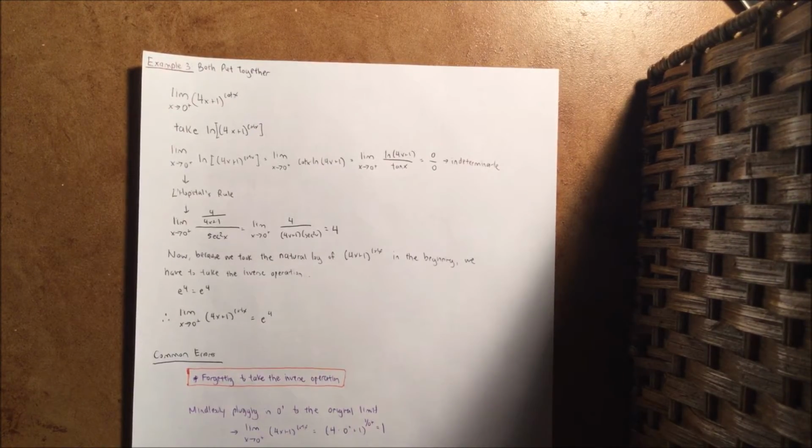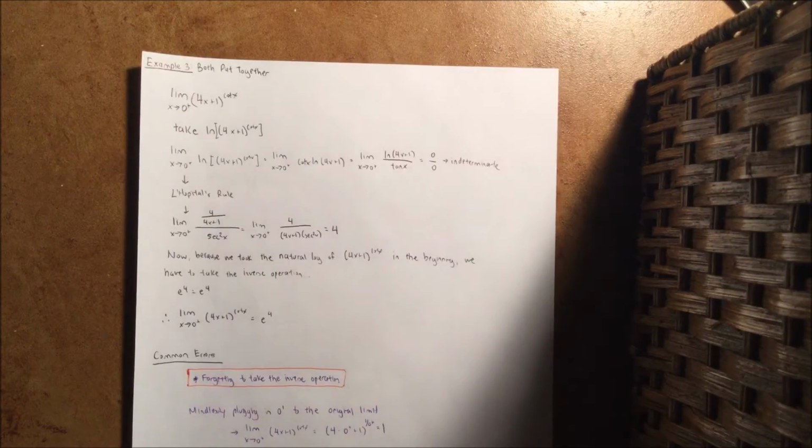which is indeterminate. So when we use the first round of L'Hopital's rule, notice that we simplified cotangent x to 1 over tan x for simplification. We will get the limit as x approaches 0 from the right of 4 over 4x plus 1 all over secant squared x. This in turn is equal to the limit as x approaches 0 from the right of 4 over 4x plus 1 times secant squared x, which is equal to 4.